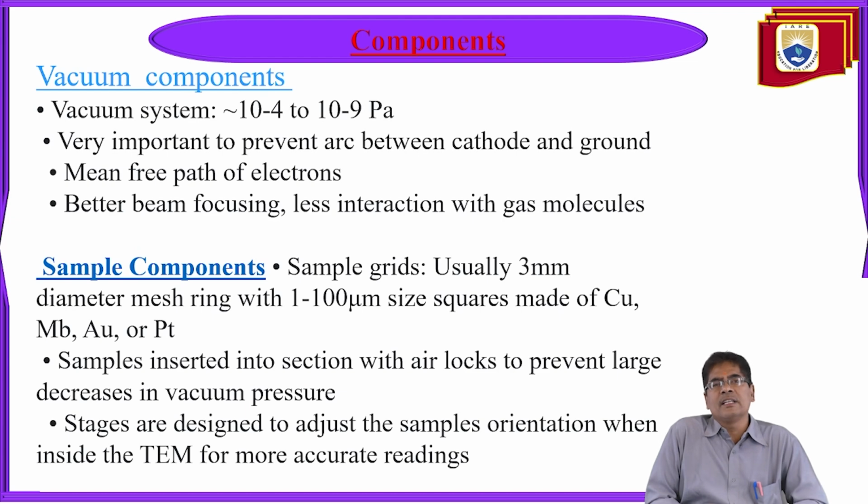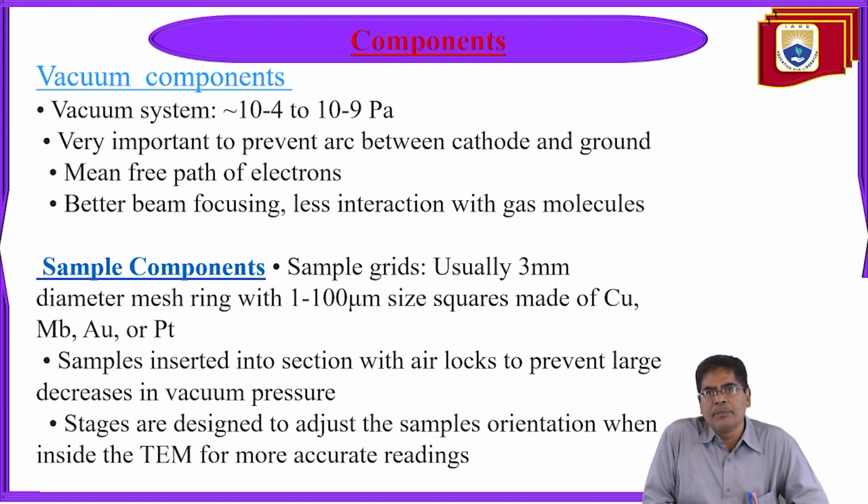So what are the components that are generally used? The components that are generally used are vacuum components. The vacuum system is around 10 to the power minus 4 to minus 9 pascals, very important to prevent arcing between the cathode and ground, and to give a longer mean free path of electrons, better beam focusing, and less interaction with gas molecules.